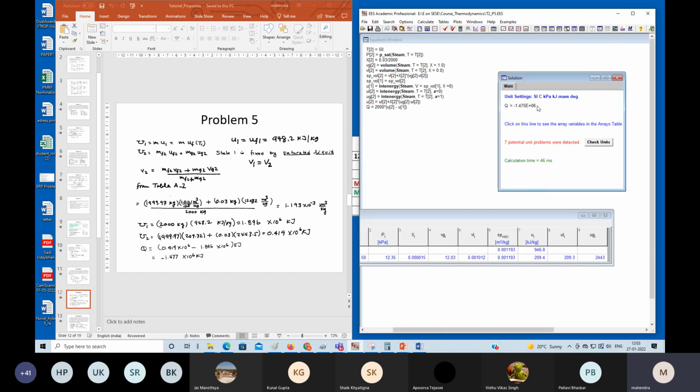So what is the value we are getting over here? Minus 1.475 e power 6. See here, minus 1.47 e power 6, meaning 10 power 6. Obviously, the units we have given at the beginning are kilojoules. That is what we are getting over here.